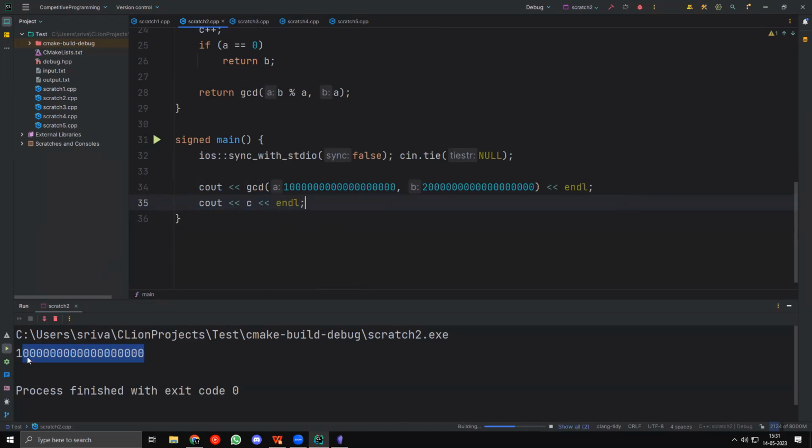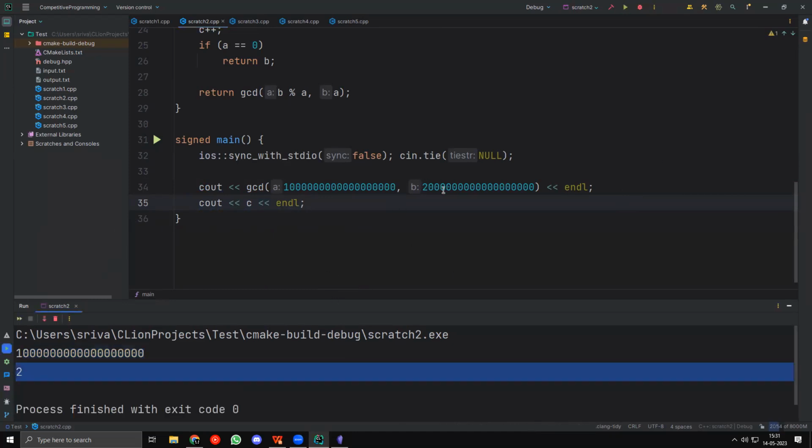It's 2, right? So basically, we got 2 into 10 to the power of 18. Then we took modulo, it should be 0, and we took A, right? Why does A equal to 0 return B?